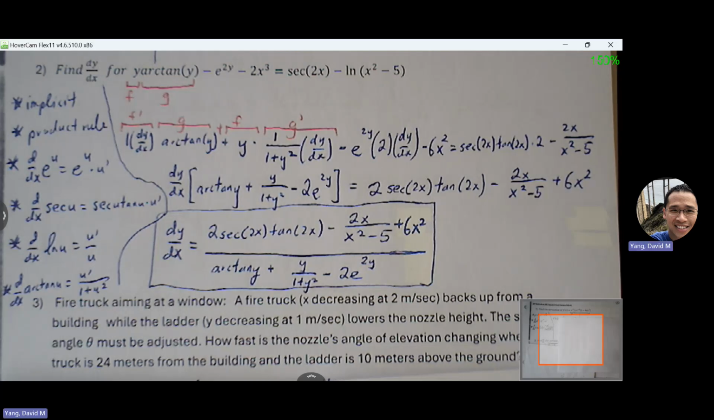Take f prime g plus f g prime, y becomes dy dx, arctangent stays, y stays, and then arctangent of u is u prime over 1 plus u squared. We're asking for y's derivative, so we need to attach that dy dx. e to the u becomes e to the u times u prime, e to the 2y times 2. Another y variable is involved, so another dy dx shows up. Minus 6x squared. Secant of u becomes secant u tangent u times u prime. Natural log of u is u prime over u.